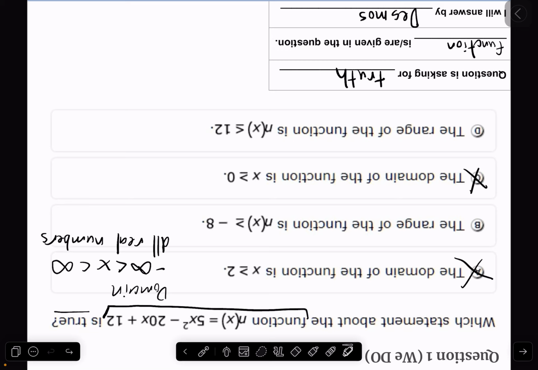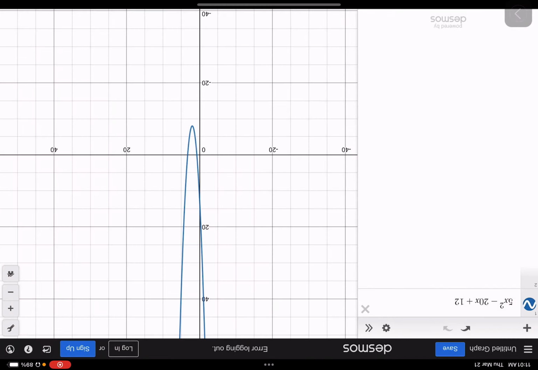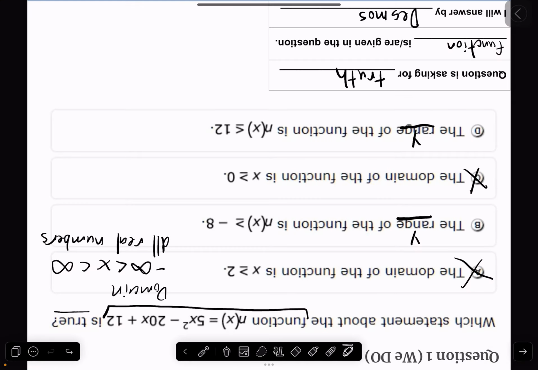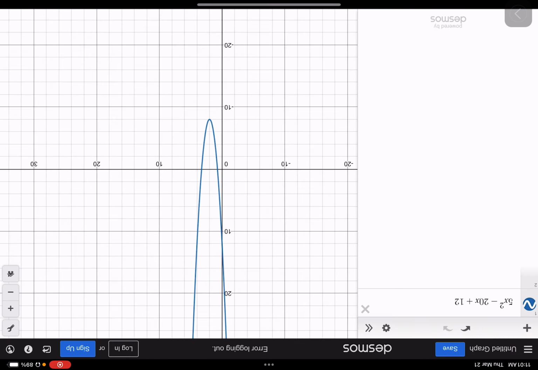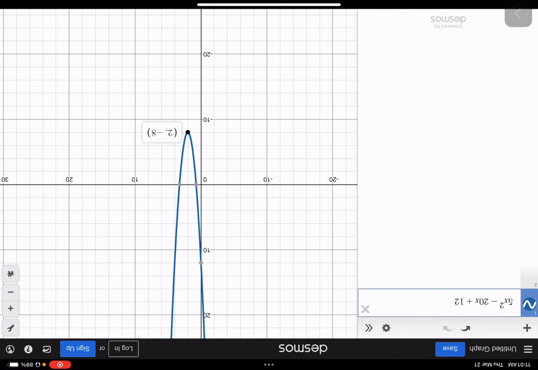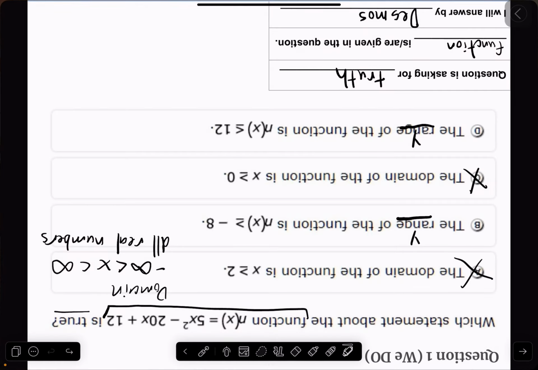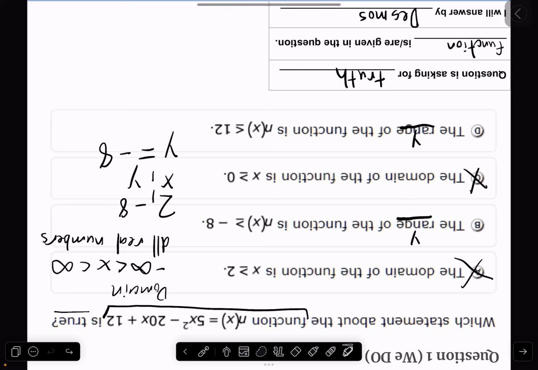Now let's look at the other two. We're looking at range. Dealing with y value. So the y value is going to be a maximum or a minimum. So let's take a look and let's say, what's the lowest this could go? Well, the lowest it can go is 2 comma negative 8. If we look at 2 comma negative 8, we have x comma y. Y equals negative 8.